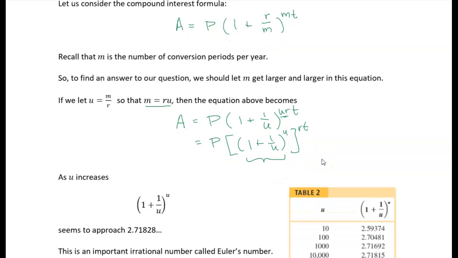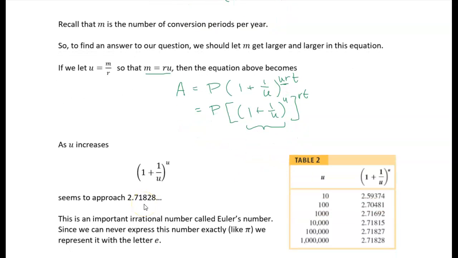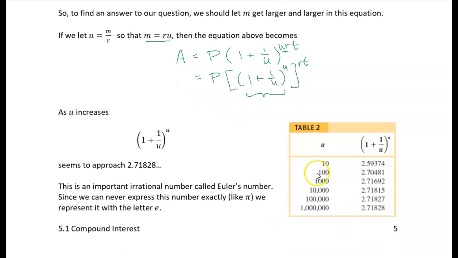This 1 plus 1 over u to the u power is something when we take the limit as u goes to infinity, as it gets larger and larger. We're getting into a little calculus here, but if we make u larger and larger and larger, it approaches a certain value. And you can see in this little table, they've substituted a variety of u values: 10, 100, 1,000, 10,000, 100,000, a million. You can see these last two values here are pretty much the same.